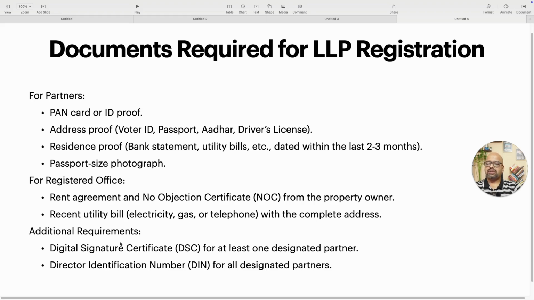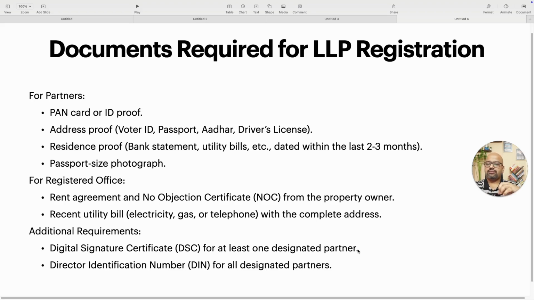Then additional requirements. These were not required in proprietorship, but you need them here: a digital signature certificate. For a partnership or proprietorship you don't need it, but when you start a private limited company, you need it. So this is a combination of half private limited company and half proprietorship, right? You need a DSC, and it should be for at least one designated partner. If I am naming partners as designated partners, I can name two, and then keep adding names. But out of the two, at least one designated partner should have the DSC.